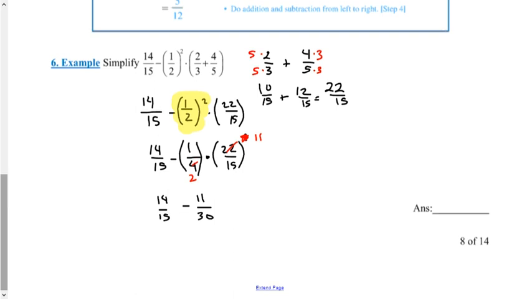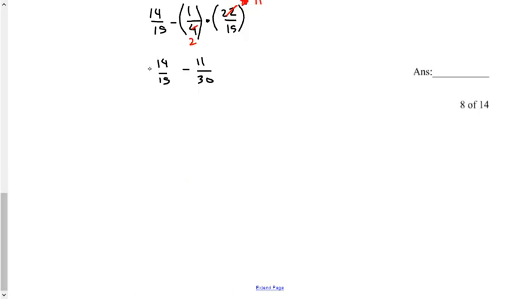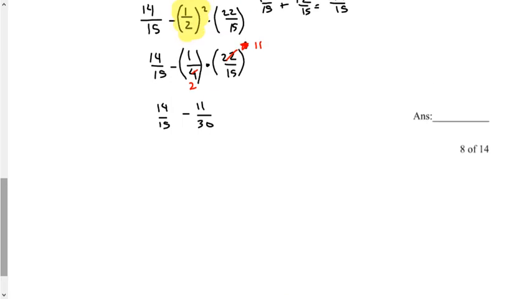All right, we're finally down to it. We don't have any other operations to do. It's clear what we have to do next, and that is subtraction. So I've got to get common denominators. So that's just going to be 30. So we'll take this times 2 on bottom and top. This will be 28 thirtieths minus 11 thirtieths is 17 thirtieths. Okay, 17 thirtieths. That's it. That's our answer.